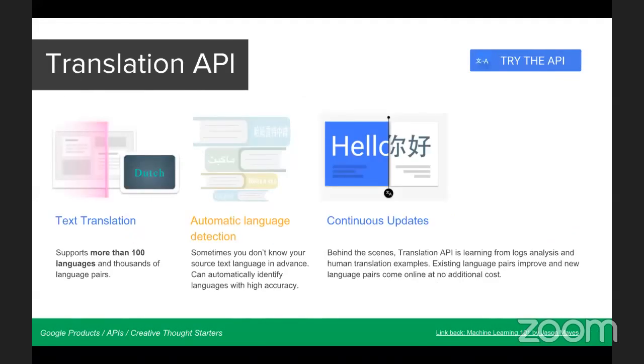Next up, translation API. Here you send us text in one language and we'll give it back to you in another language. So give it in English, get it out in Spanish. It's basically Google Translate as an API, essentially. So yeah, I won't go into that anymore.